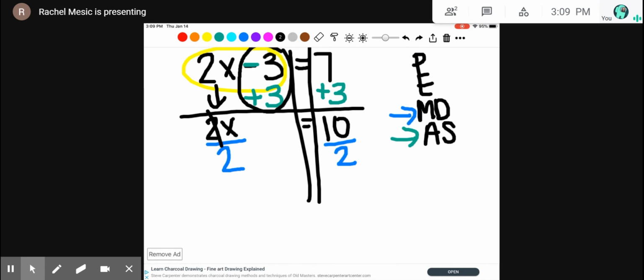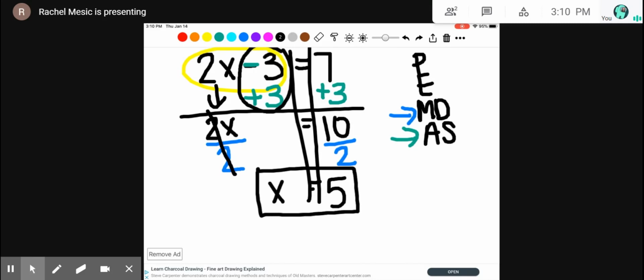2 divided by 2 is 1, and 1x is the same as x. And then on the right side, 10 divided by 2 is 5. So x is equal to 5. Let's quickly double check that. I'm going to go up here, and where we have x, I'm going to instead have the number 5. 2 times 5 is 10, and 10 minus 3 is equal to 7. So yes, we did that one correctly.